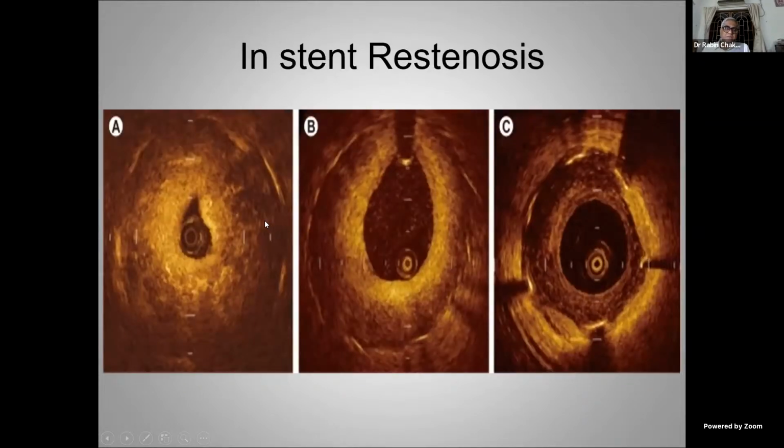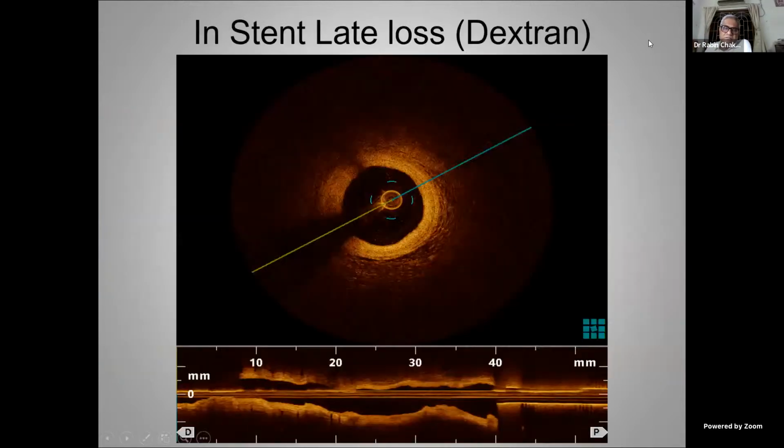In-stent restenosis, the mechanism of in-stent restenosis can also be picked up very nicely by OCT, whether it is intimal hyperplasia or neointimal hyperplasia, as often is found in Absorb, which I found in our own series of cases, or something else, that also can be picked up by OCT. Very nice resolution. These are some of my cases which I did with dextran instead of contrast. In-stent late loss can also be picked up by OCT. And then you can take a longitudinal view and find out the detailed nature of the vessel along its length. In fact, the new generation of OCT can give you a very nice display of the vessel wall.